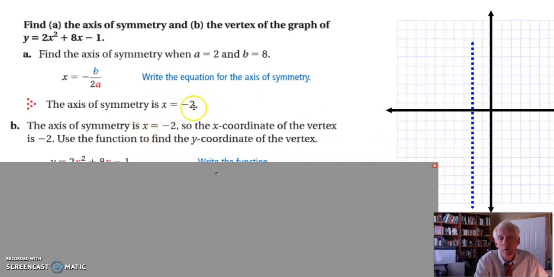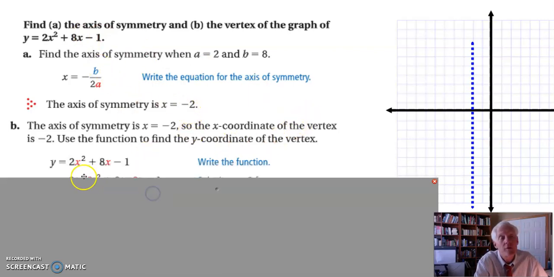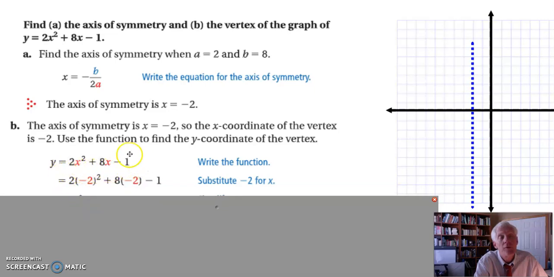So we take the negative 2. We know that the x coordinate of the vertex is negative 2. That's why we find the axis of symmetry. Take the negative 2 and plug it in to find the y value. That's the main thing for today. We find the axis of symmetry, negative b over 2a, which is the x value, and plug it back in to find the y value. In this case, we plug negative 2 into the function.